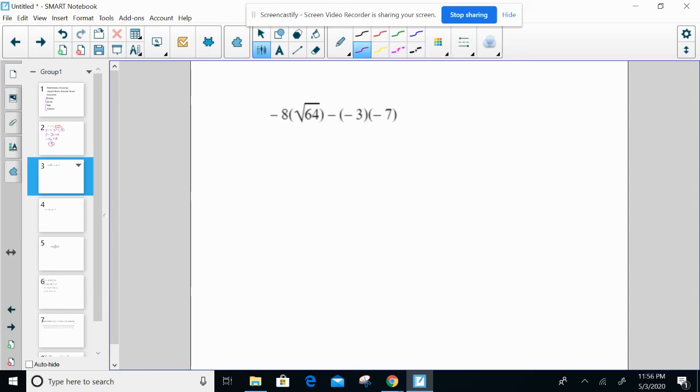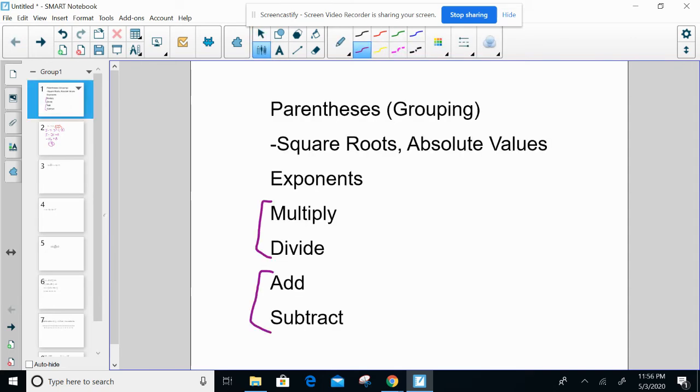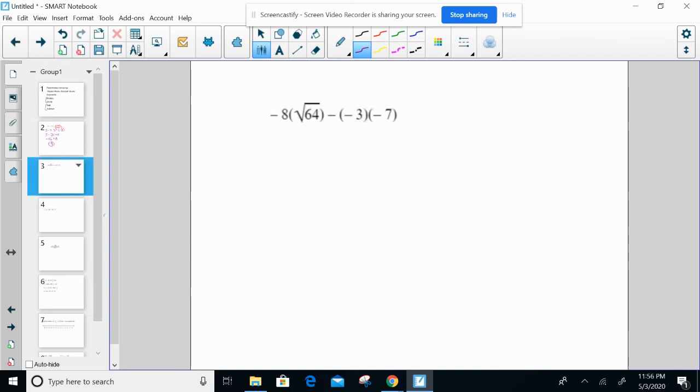All right, so our order: parentheses or grouping, square roots and absolute value. Now you notice you have a square root. This is a grouping sign. And it's in parentheses too, so take care of that first. So the -8, now it's -8, and then square root of 64 is 8.